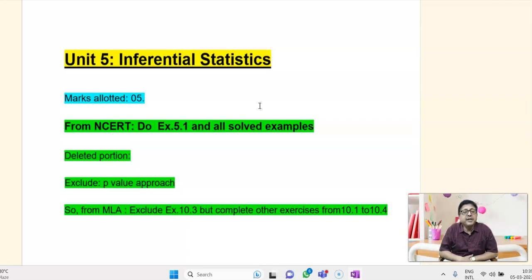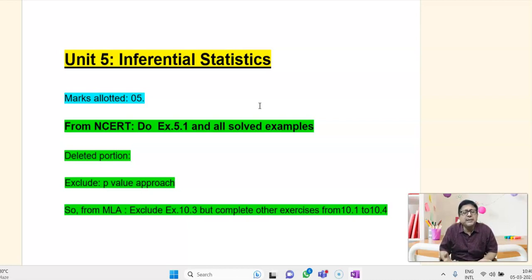But there is good news, those who are doing it from ML Agarwal, they must not do the p-value approach for any sum. So exclude 10.3 completely from ML Agarwal book, but do other exercises 10.1, 10.2 and 10.4 from there. And NCERT, what to do from there? Exercise 5.1, each and every sum, and do all solved examples.